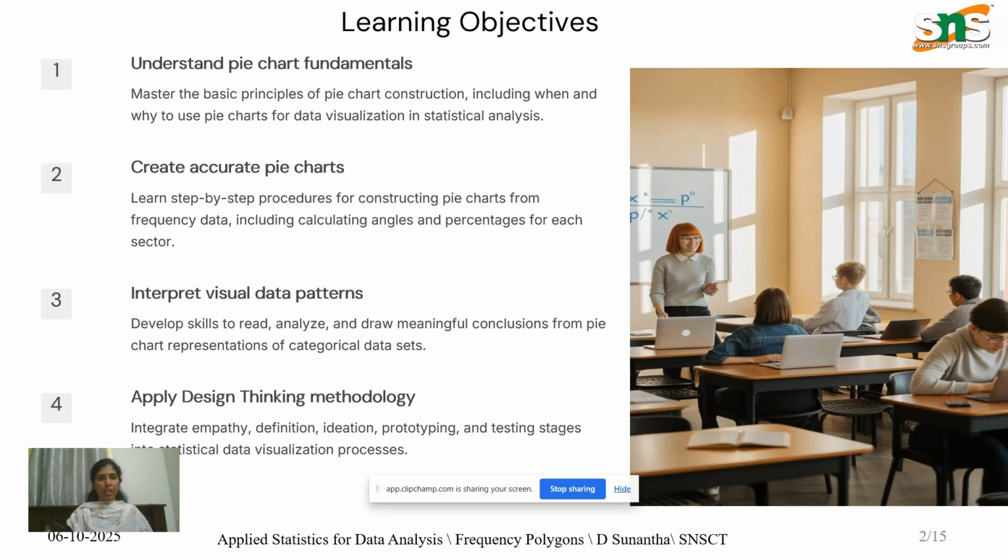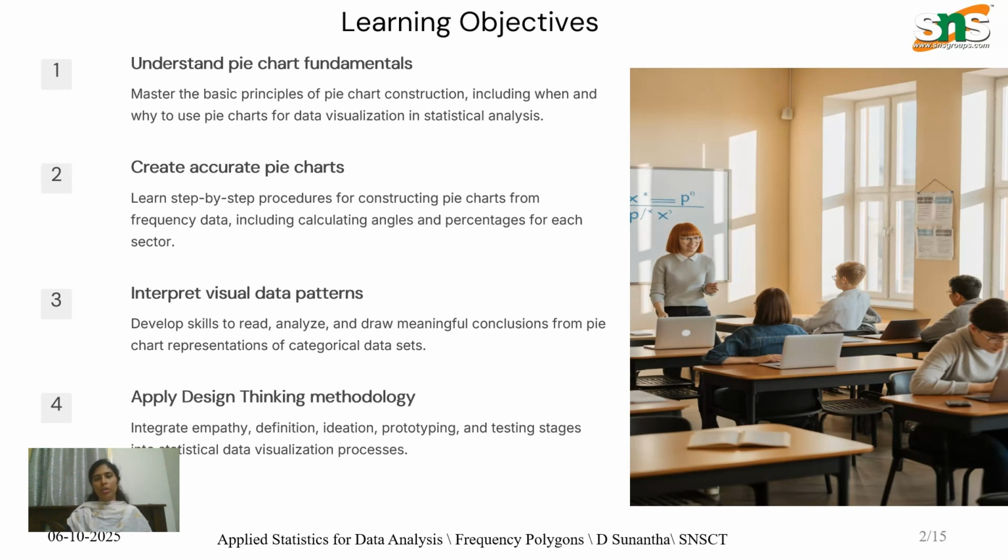So here, when we see understanding of pie chart fundamentals, a pie chart is to master the basic principles and construction of the pie chart, which includes why to use pie chart and how we can use data visualization of pie chart statistical analysis. Second one is how to create an accurate pie chart.